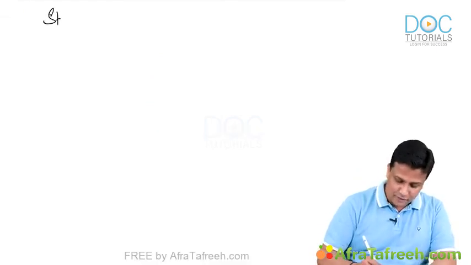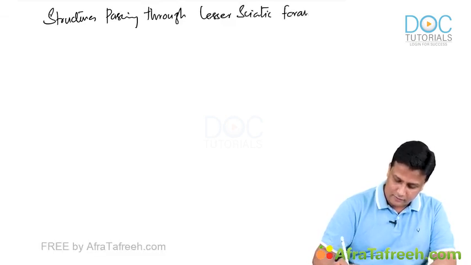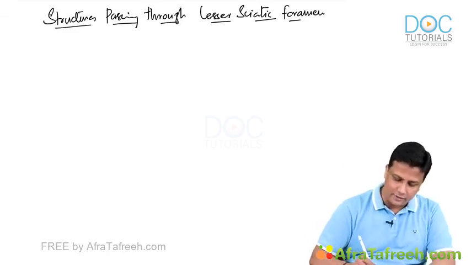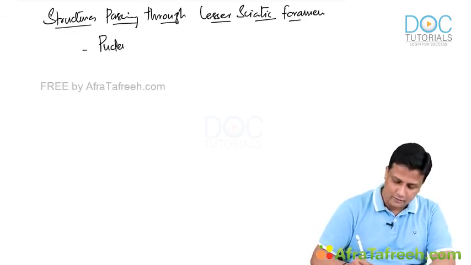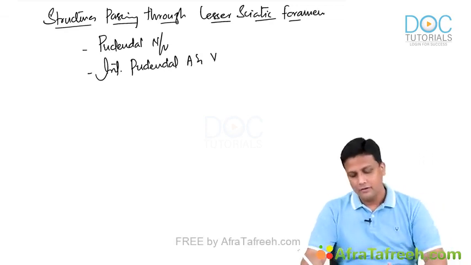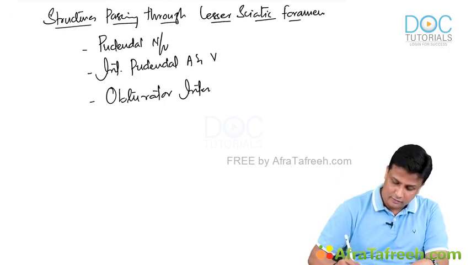So next topic, what are the structures passing through the lesser sciatic foramen? The structures which are going to pass through the lesser sciatic foramen will be your pudendal nerve, and along with the pudendal nerve there will be internal pudendal artery and vein, that is internal pudendal vessels, guys. And along with that you even add the obturator internus tendon.